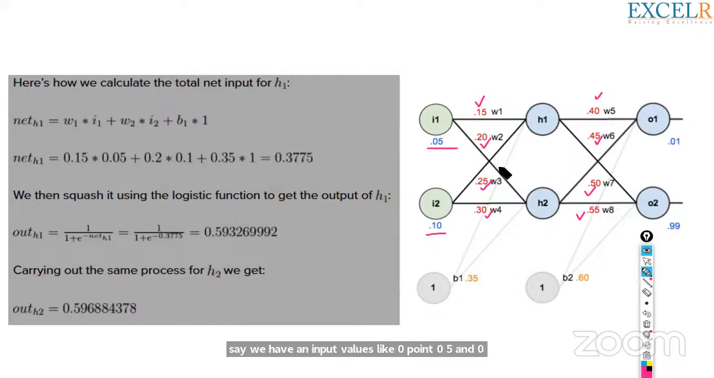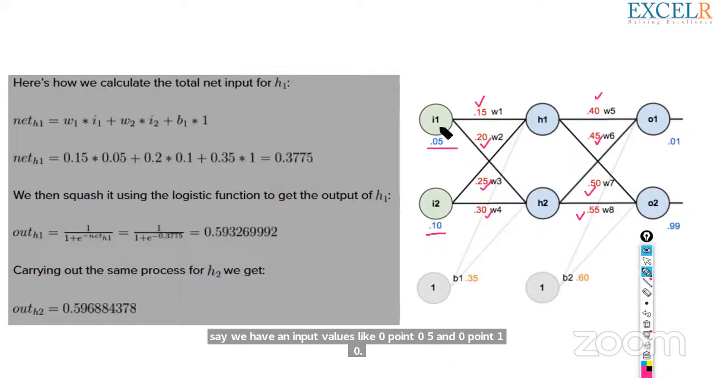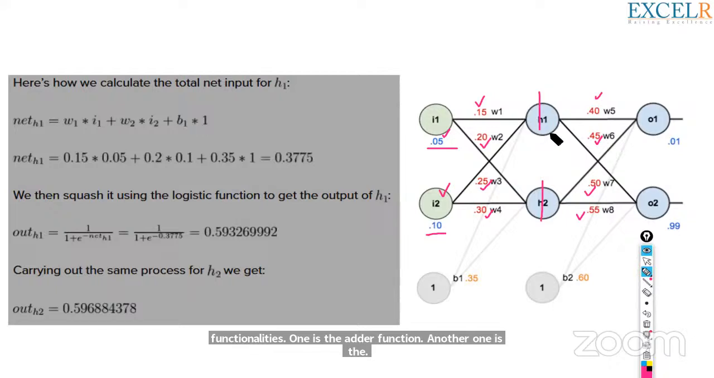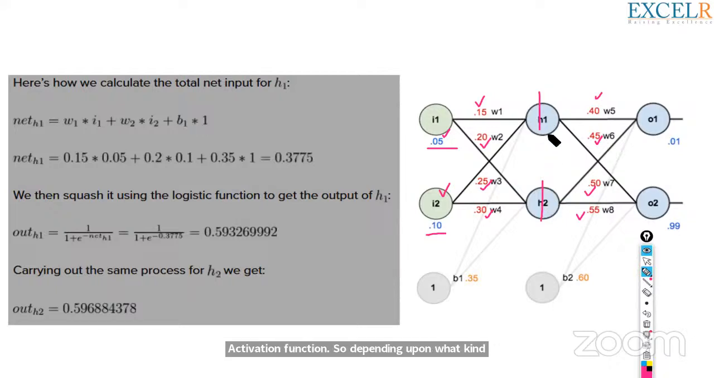So what this network will do, it will process this input data with the help of these weights. And how will it process? For each and every node, we have two functionalities. One is the adder function, another one is the activation function. So depending upon what kind of activation function you are using, accordingly, it will generate the output, and that output will be the input to the next layer nodes. Right? And in that way, it will generate the final output.